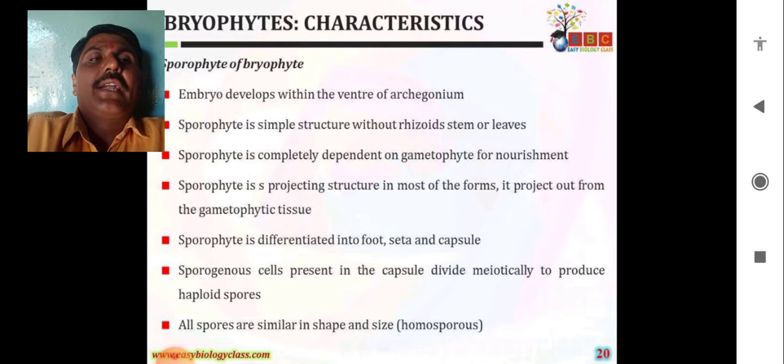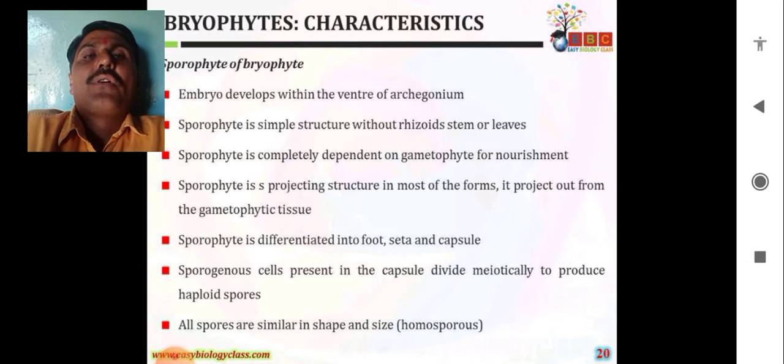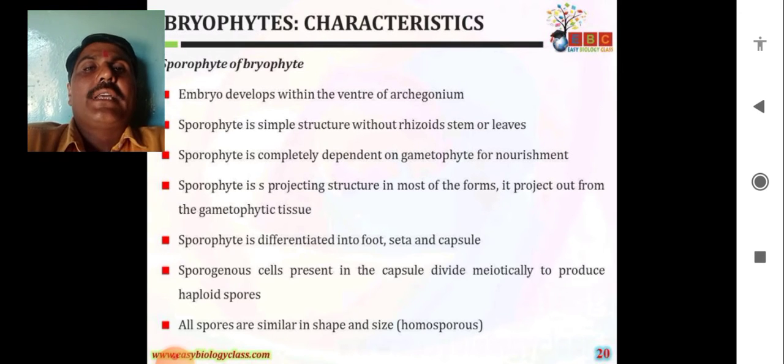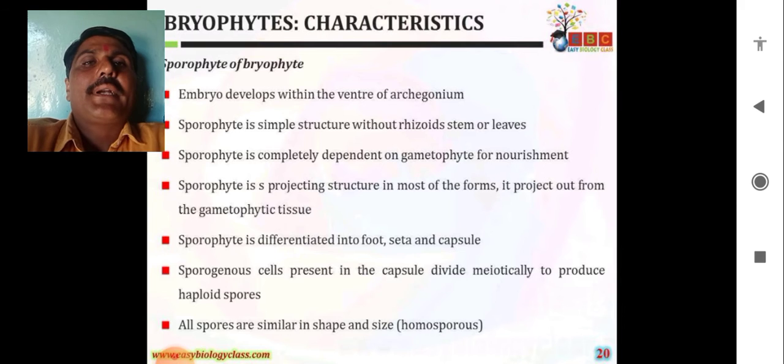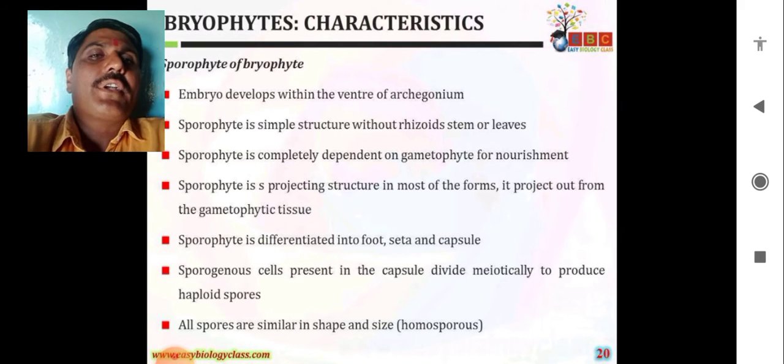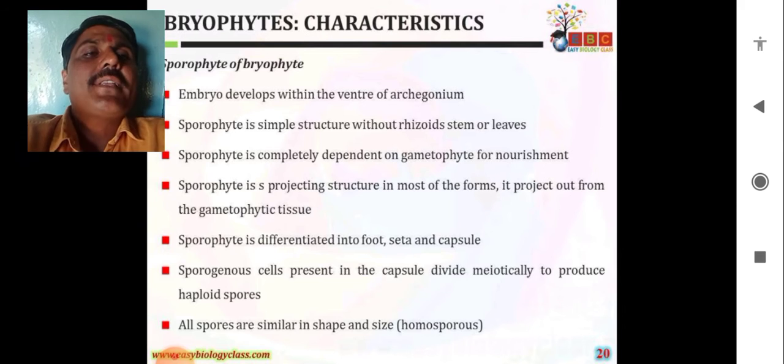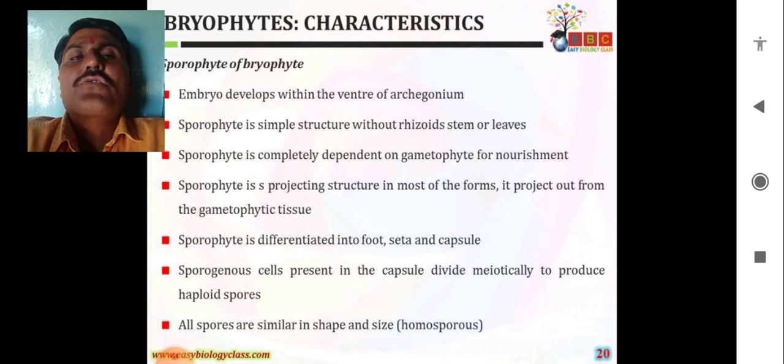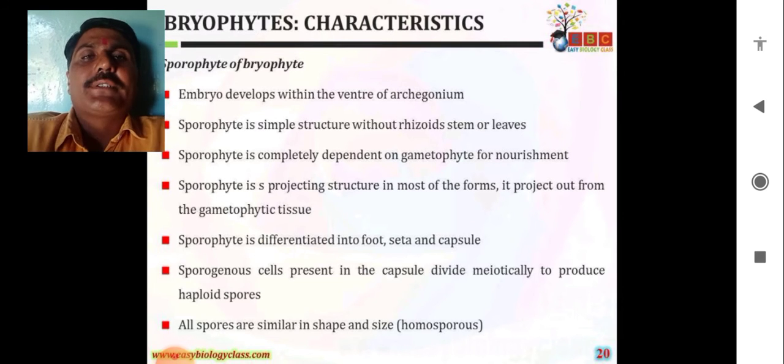Sporophyte is completely dependent on the gametophyte for nourishment, for food, and we can also call it the minerals and the things which are required for its survival and growth. Sporophyte is a projecting structure in most of the forms. It projects out from the gametophytic tissues, means it comes upwards and tapers upwards from the gametophytes. Sporophyte is differentiated into foot, seta and capsule.